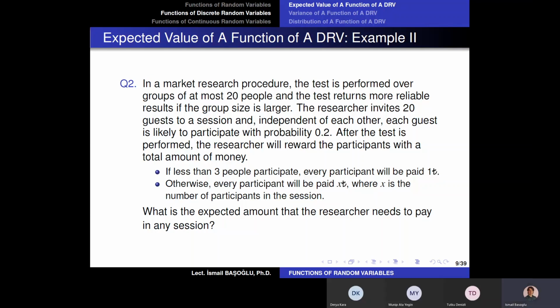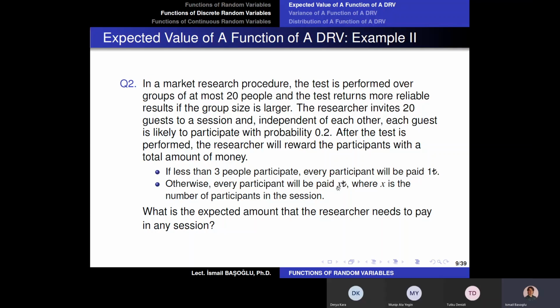Okay? So if 1 person participates, I'm just going to pay 1 Turkish lira. If 2 people participate, I am just going to pay 2 Turkish liras in total to both participants. However, otherwise, which means if more than or equal to 3 people participate, then in order to encourage the participants, I will be paying X Turkish liras, where X is the number of participants in the session. For example, if out of 20 people, 10 of them come and participate, then I am going to pay 10 Turkish liras to each of them, okay?